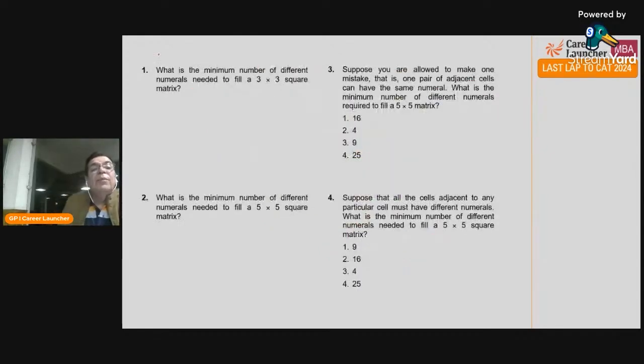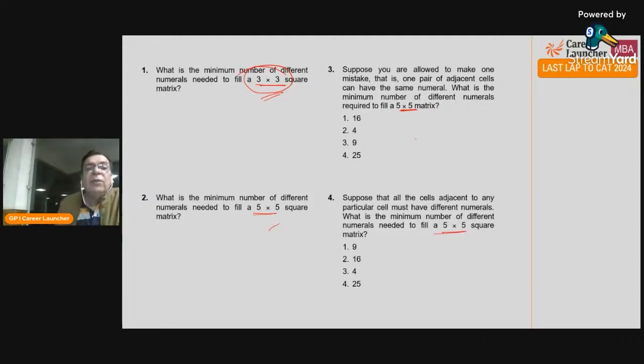Quick look at the questions. What is the minimum number of different numerals needed to fill a 3 by 3 square matrix? Okay, fine. What is question 2? Minimum number of different numerals needed for a 5 by 5 square matrix. Okay. Now, the next question is also about 5 by 5. Next is also about 5 by 5. This is a kind of data set I like. Why do I like this? Because it is helping me get the logic in place using a smaller one and then asking me to go to the big one. This is a set I definitely want to attempt.